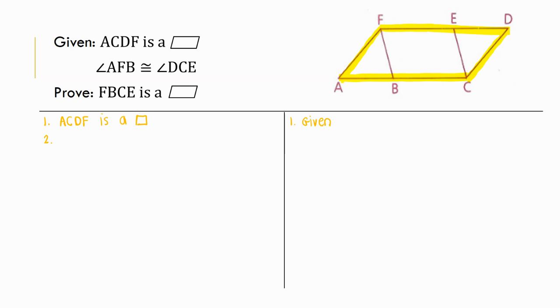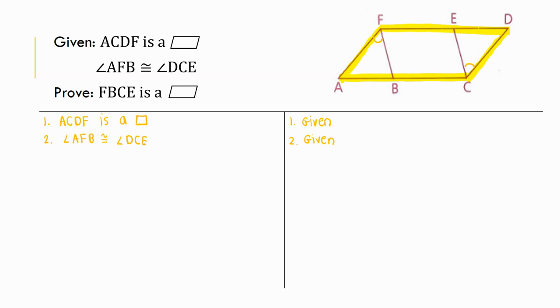So I'm going to move on to the next given, that angle AFB is congruent to angle DCE. If I follow the letters carefully, AFB is this little angle right here, and angle DCE is that little angle right there.